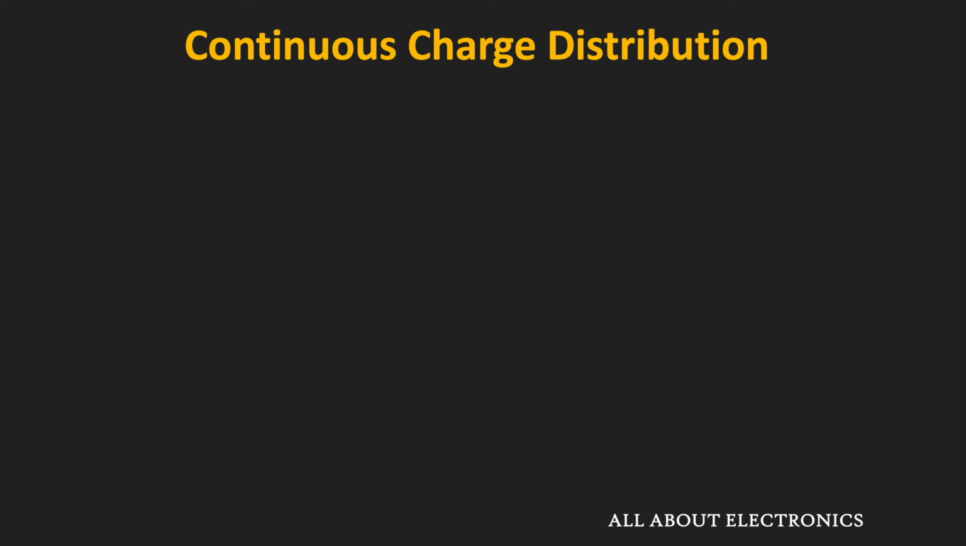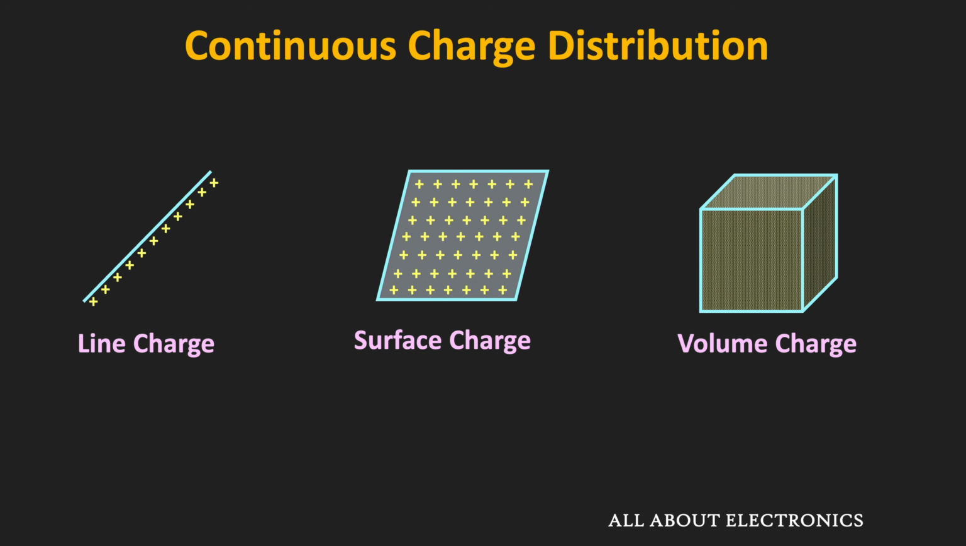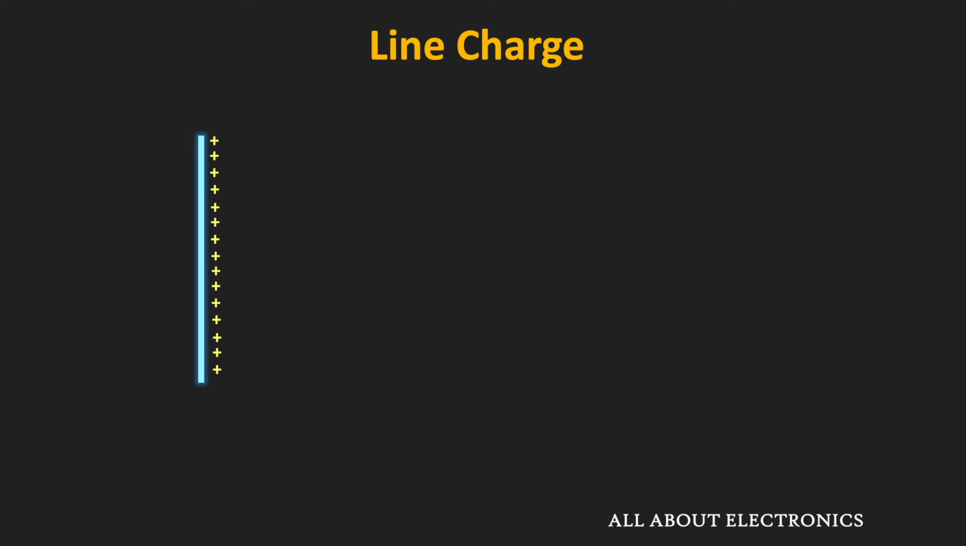So in the previous video, we have seen the continuous charge distribution and how to find the total charge when the charge is distributed across a line, surface, and volume. So in this video, first let us take the case of the line charge and see how the electric field is generated due to the line charge, and how we can find the electric field intensity at a given location.